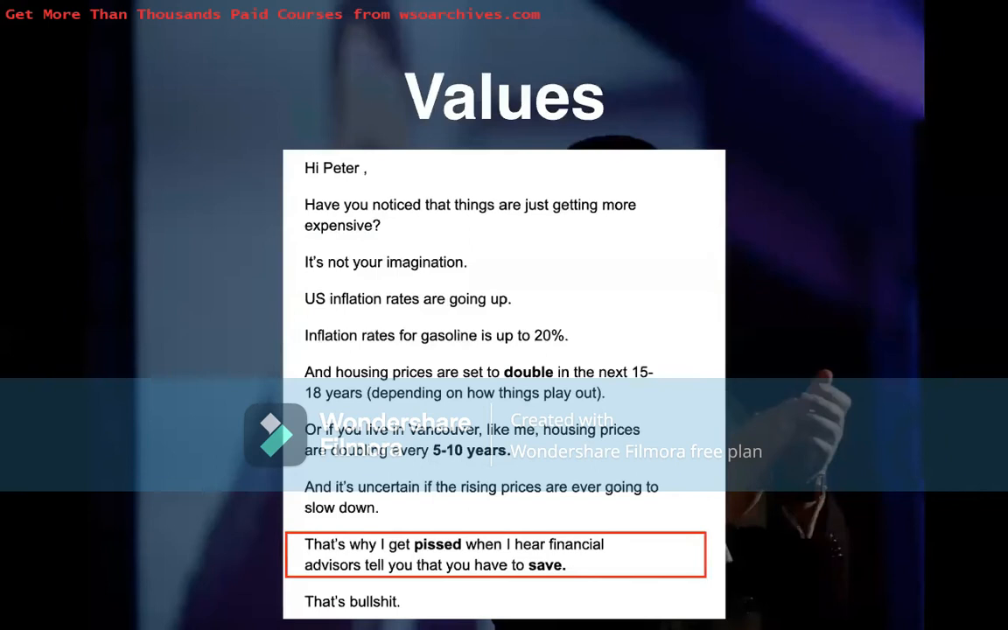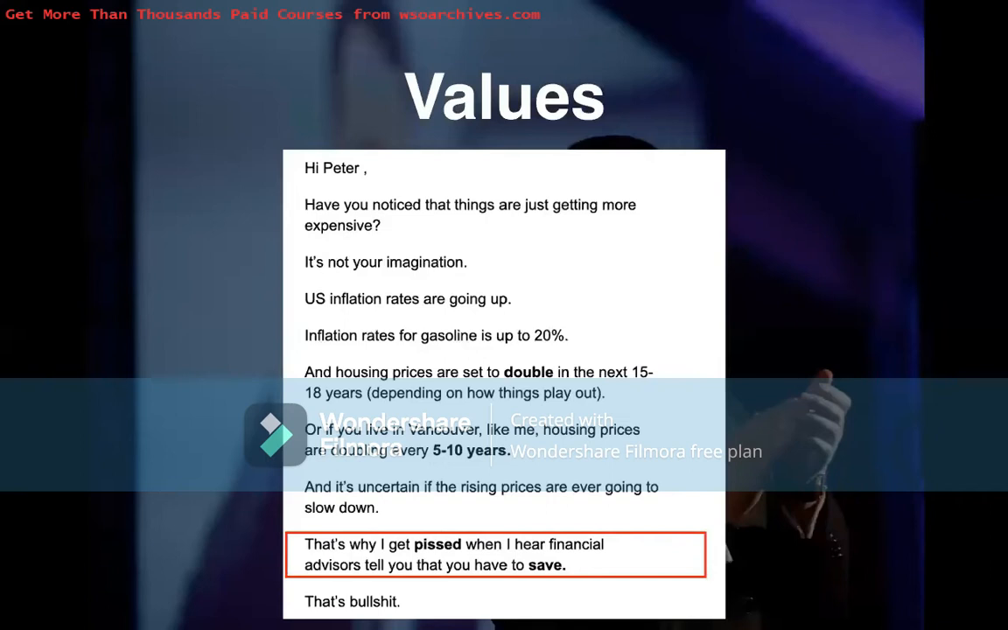So then you go into the values. That's why I get pissed when I hear financial advisors tell you that you have to save. Right? Don't you get pissed when people tell you you have to save instead of earn more? So in this case, there's a statement. It shows you, hey, I have the same values as you. We have the same values. Right? If you're into saving, then we're probably not the same value.